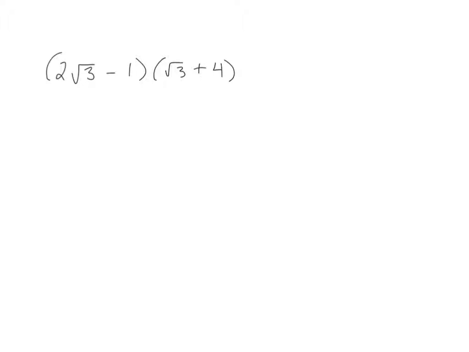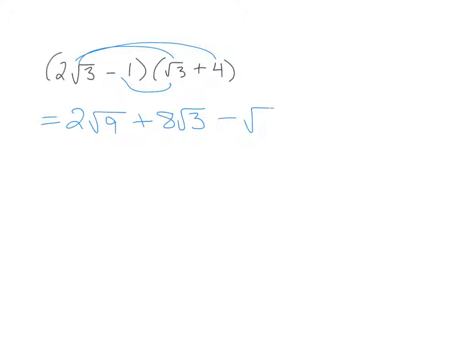And this last one, a binomial multiplied by a binomial. So we're going to have to use that distributive property. And how many things are we going to have to multiply here? A few. 4. 2 root 3 times root 3, which is 2 root 9. And then 2 root 3 times 4, which is 8 root 3. And then negative 1 times root 3, which is just negative root 3. And negative 1 times 4, which is negative 4. So this one does have a bit more simplifying to do.